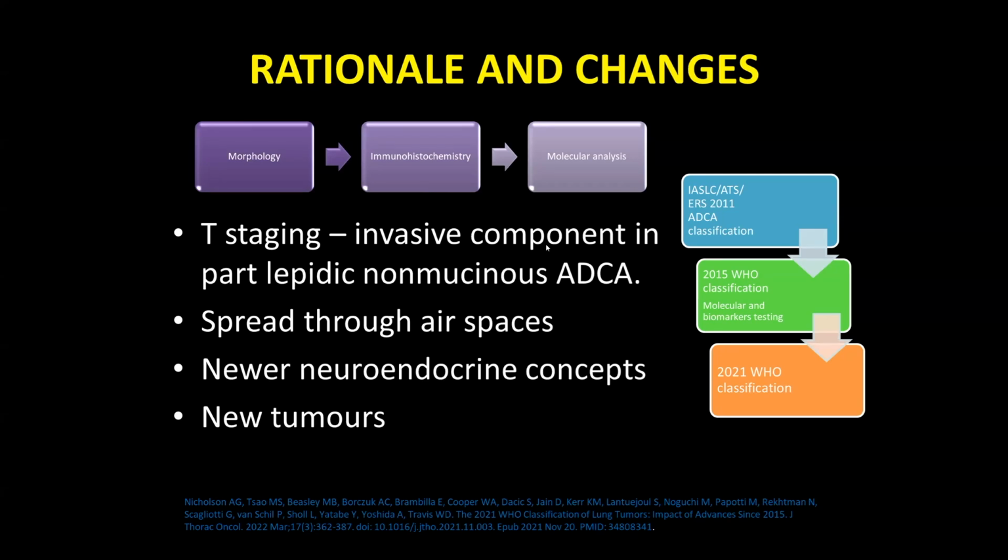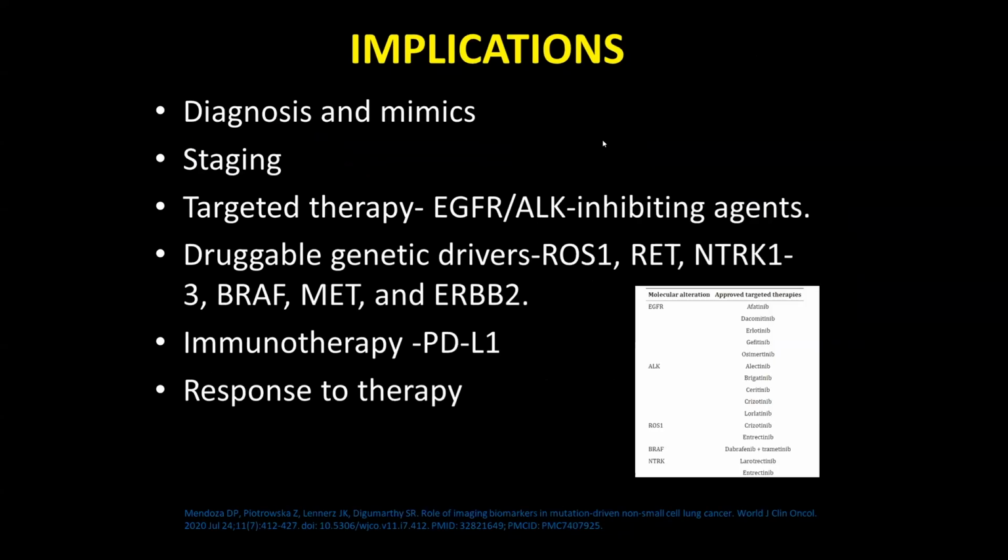Then we know lymphatic, vascular and other invasions, but the newly accepted way of invasion is spread through air spaces, otherwise known as STAS. And then there are newer endocrine concepts. It is not a simple transition from a carcinoid to a small cell carcinoma. The genesis itself is very different. So there are newer endocrine concepts. And of course, as always, a few new tumors have been identified and introduced. So why do we need to know all this?